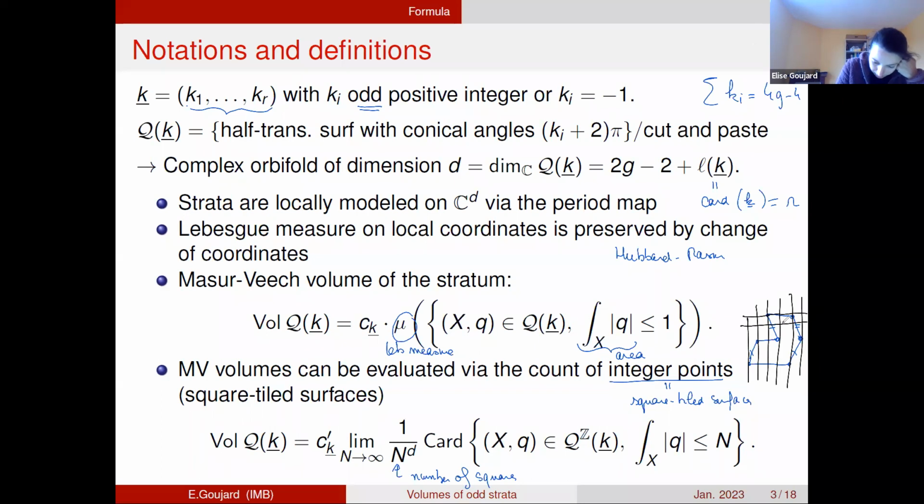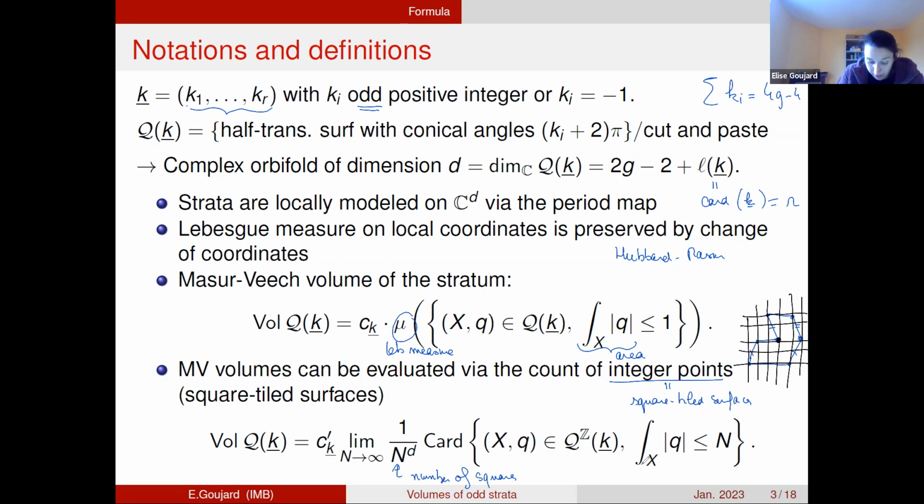So we should have some rational lattice here. Okay. I'm just trying to draw a square tile surface. Sorry. Okay, so it's just by the definition of the local coordinates that integer points correspond to square tile surfaces. So what you want to count is actually square tile surfaces.